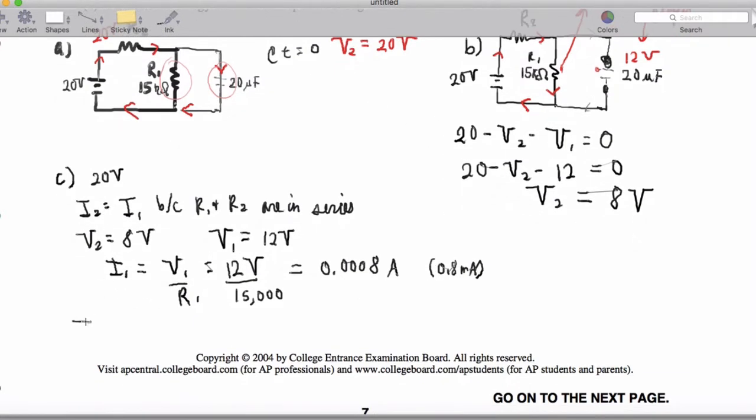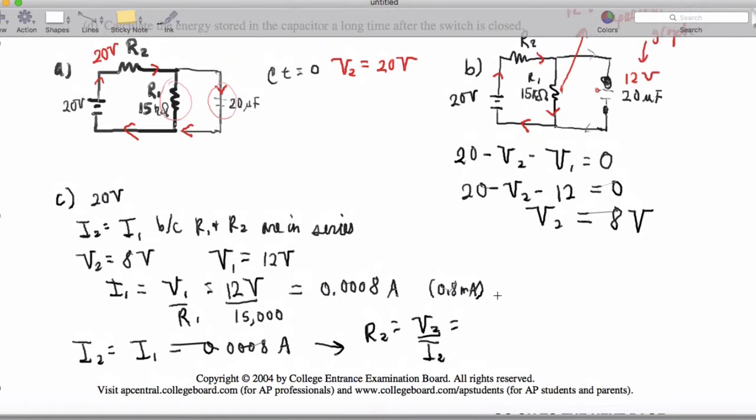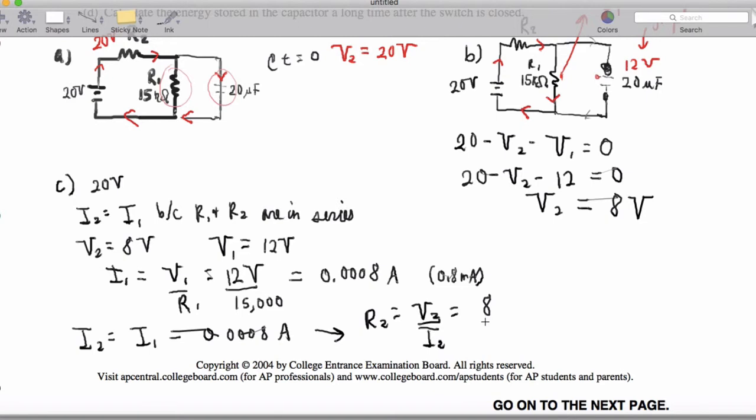So we also know that I2 equals I1, which also equals this 0.0008 amps. And now we can say R2 equals V2 over I2, which is going to be 8 volts over 0.0008 amps.